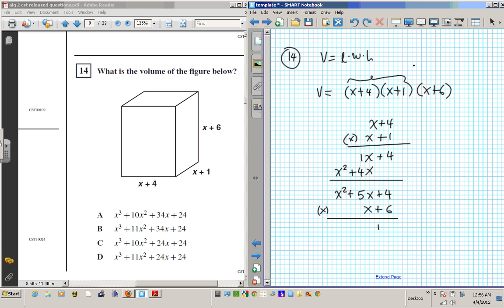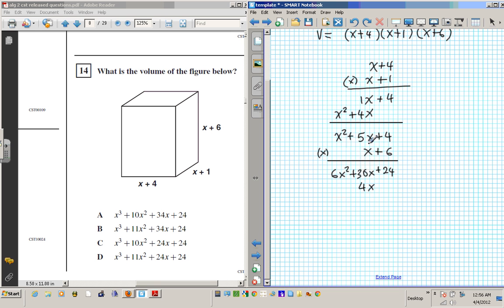Positive 6 times positive 4 is positive 24. Positive 6 times 5x is positive 30x. Positive 6 times x is positive 6x squared. Now we're going to distribute x to all three. X times 4 is 4x. X times 5x is 5x squared. X times x is x to the third. And then you simply add everything down, and that would be your final answer.